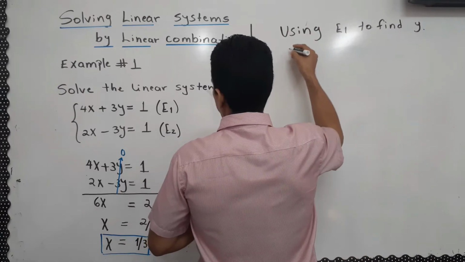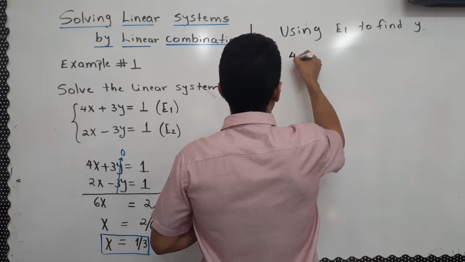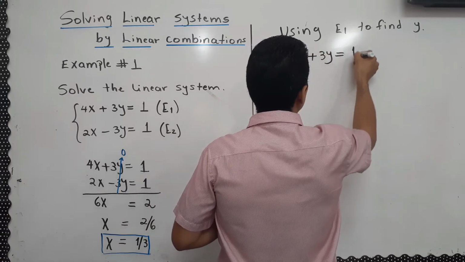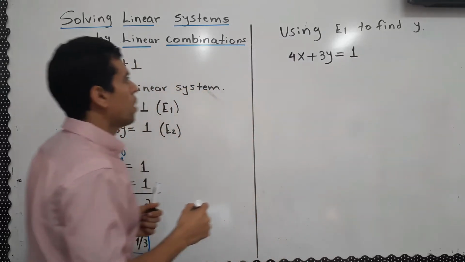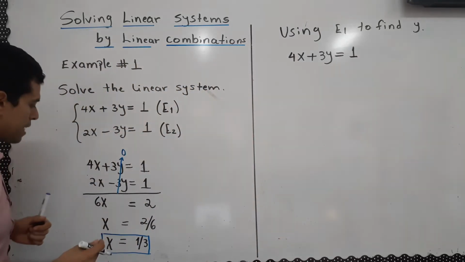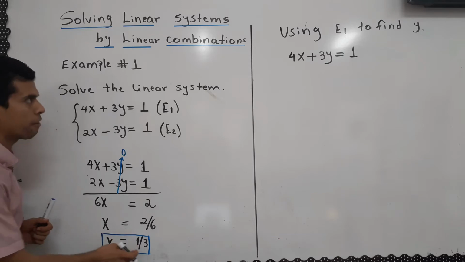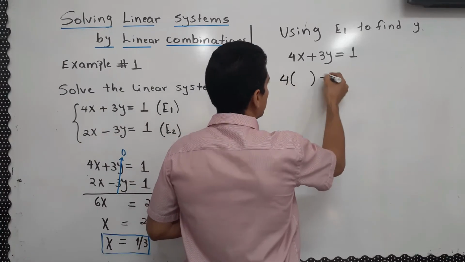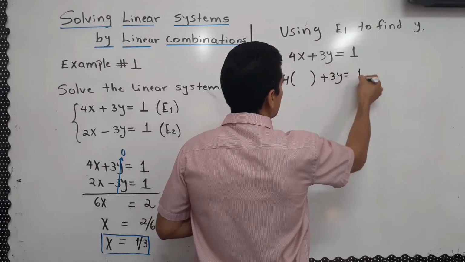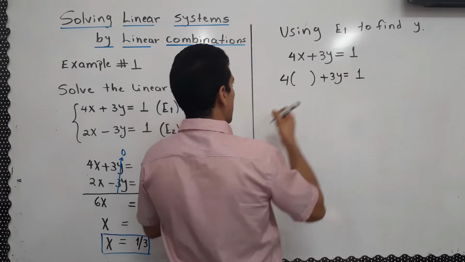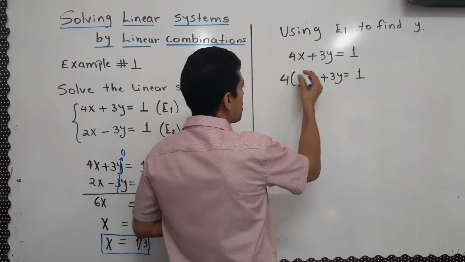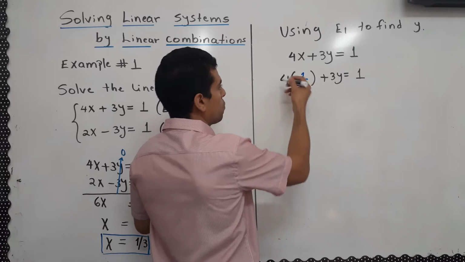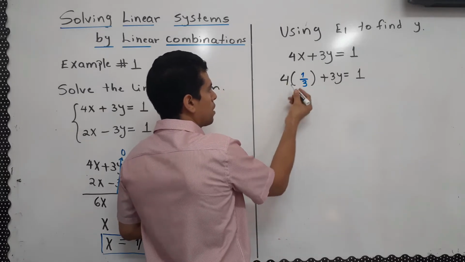So I'm going to copy equation 1, 4x plus 3y equal 1. So I'm going to replace the value of x. The value of x is 1/3. So I'm going to replace it right here in order to find y. So x is equal to 1/3. Yes? And we are going to solve this part.